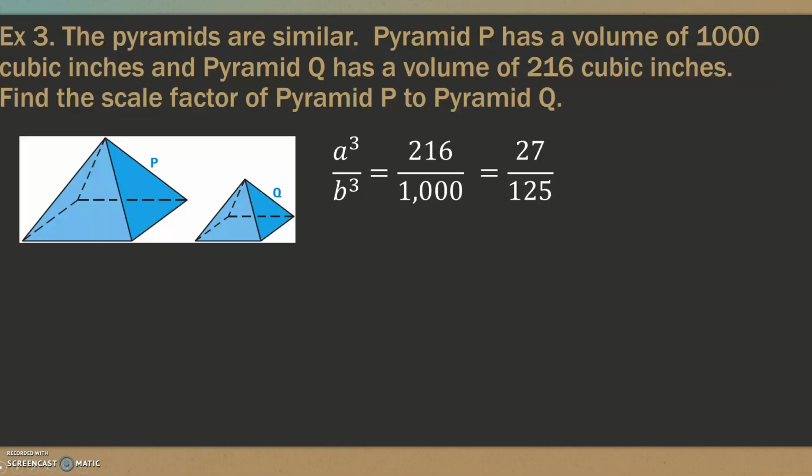Now I know that's a cubed and b cubed. I want to find a and b. So what we need to do is find the cube root of 27 and the cube root of 125. If you don't know how to do that in your calculator, please let your teacher know and we will show you how to do so. But when I do that, the cube root of 27 is 3 and the cube root of 125 is 5. So now I can find the surface area ratio if I wanted to by squaring those numbers, 3 and 5.